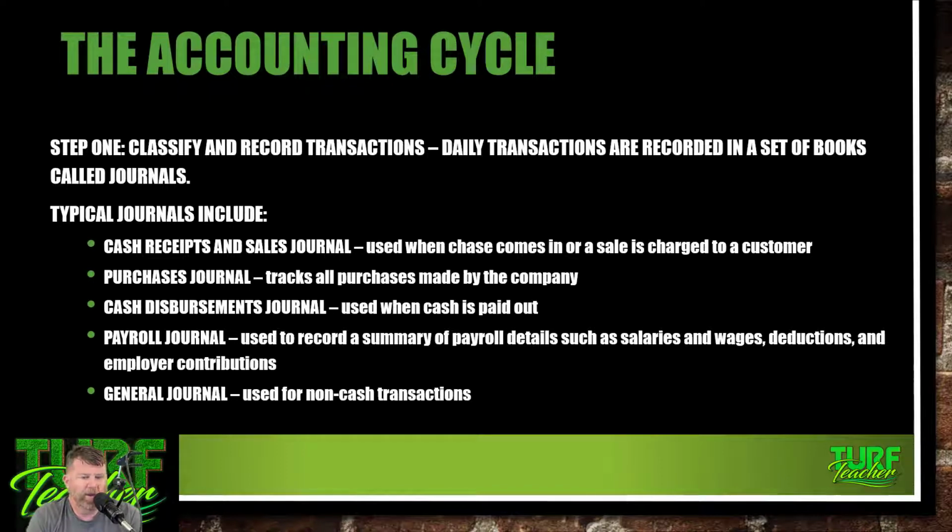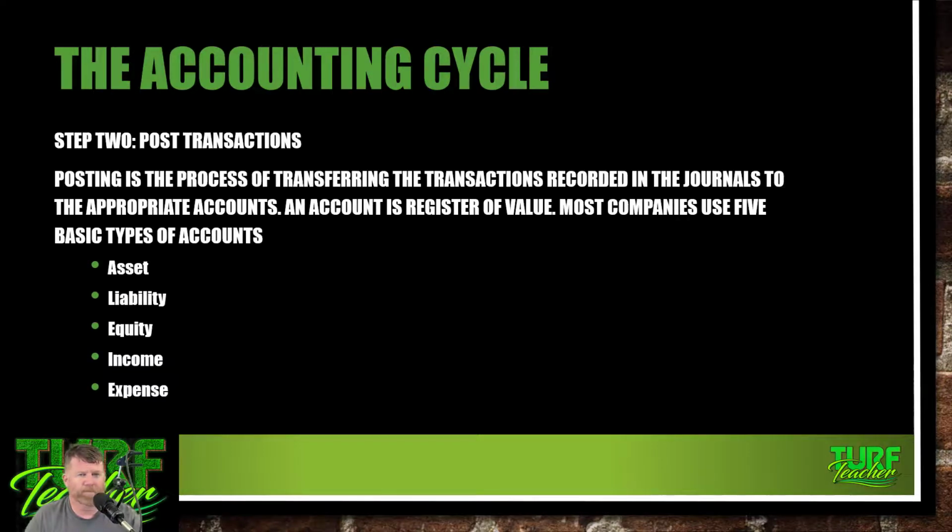General journal. It's used for non-cash transactions. So I guess, if you use a credit card, you're going to bring that receipt in. You can write it in that journal or type it in there and then scan in that receipt. So a lot of duplication there. You guys can work on your own system, but these are things that need to be kept. However you do it is totally up to you.